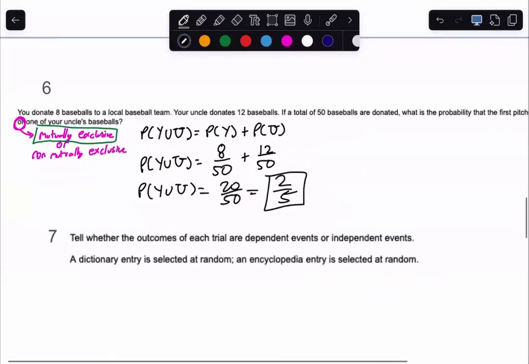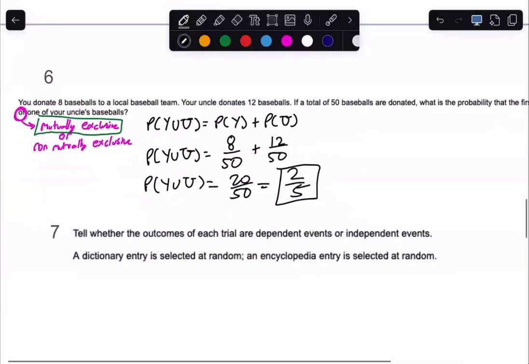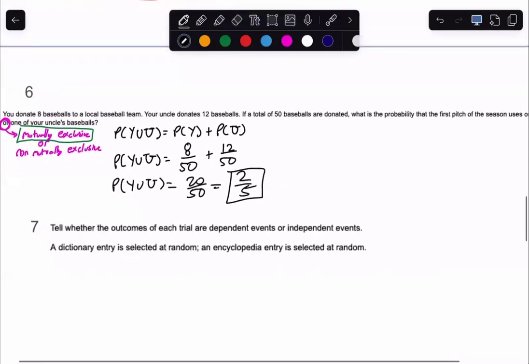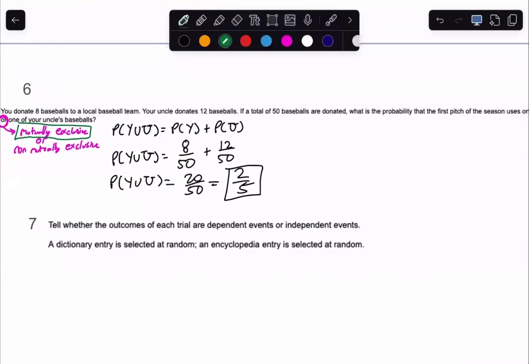So this one can also be on your test. And here, there's no possible outcome that could be your baseball and your uncle's baseball if they're only throwing one first pitch. So that's why it's mutually exclusive, and that's why we use the mutually exclusive formula.